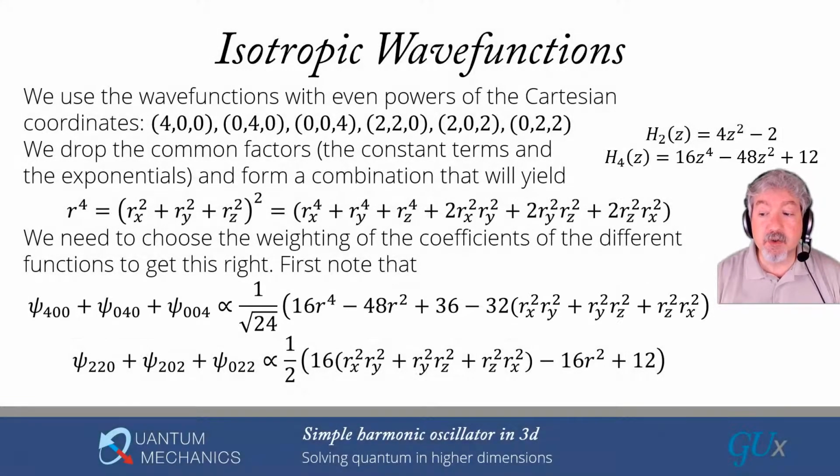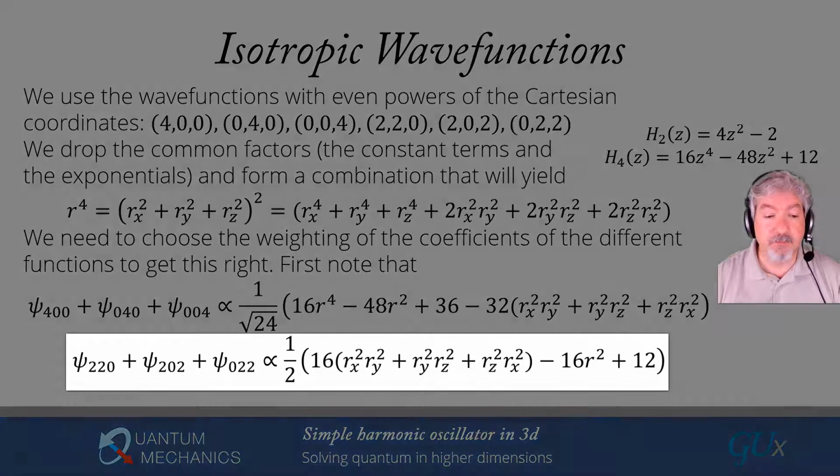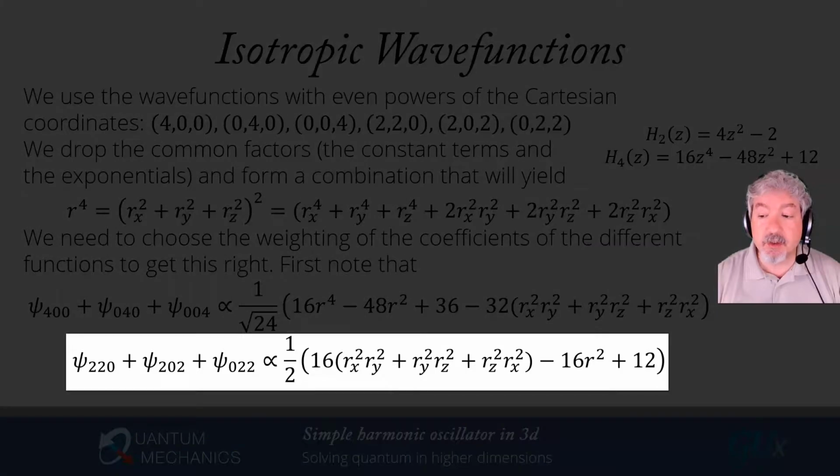Now, when we look at the 220 terms, there's the 1 over square root of 24, that's the 1 over 4 factorial from the upper result. Now, for the 220s, 202 and 022 terms, I have two H2s. Each H2 has a 1 over square root of 2, so the net is a 1 over 2 prefactor.